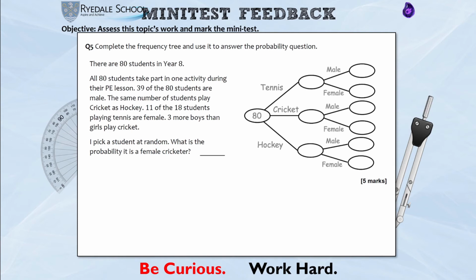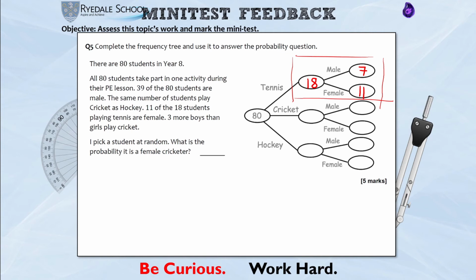Okay, it's where to start on this one, and where you start is the 11 of the 18 students playing tennis are female. Because what that tells me is the number of people playing tennis is 18. And 11 of them are female, so male is 7. So I'm going to allocate 1 mark if you have got that section all correct.